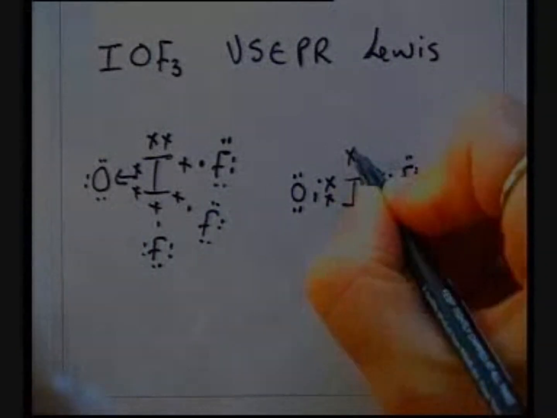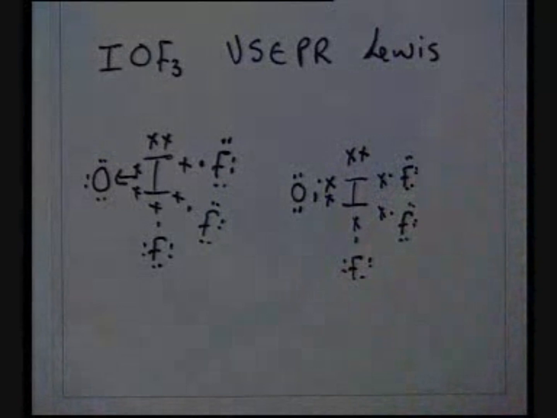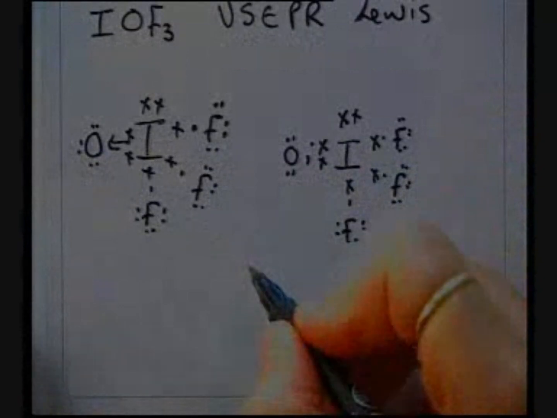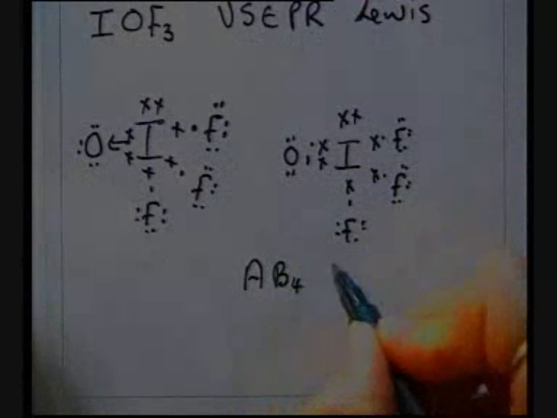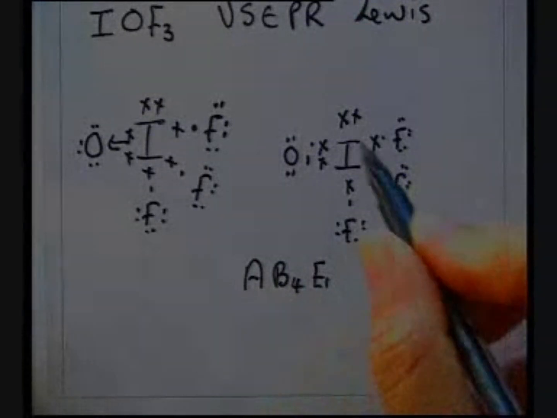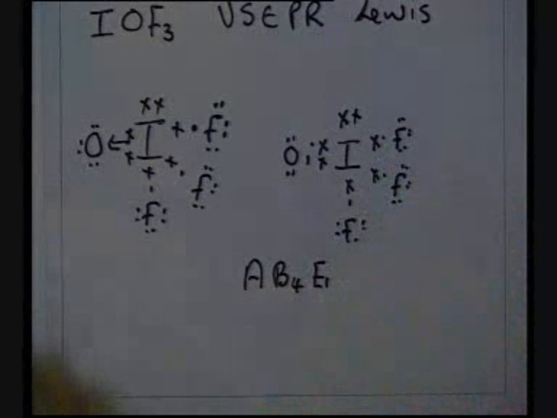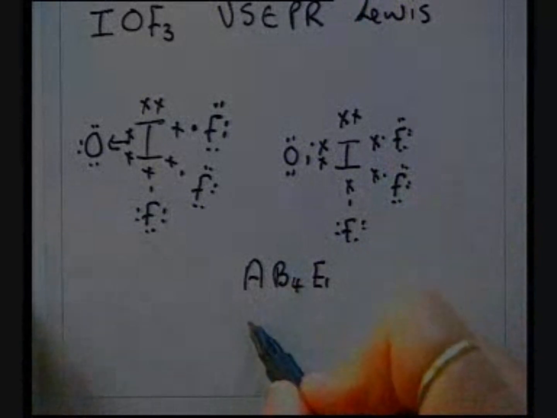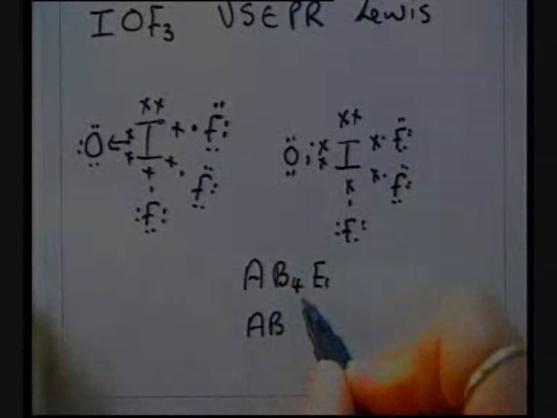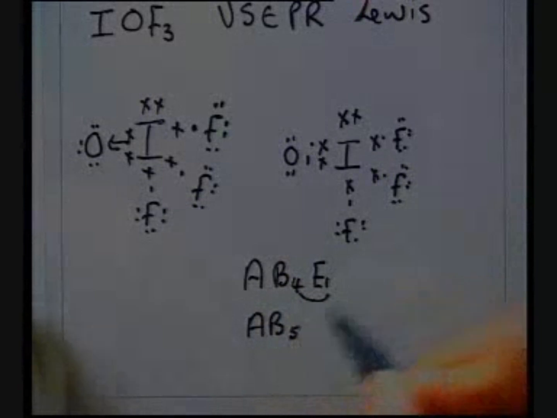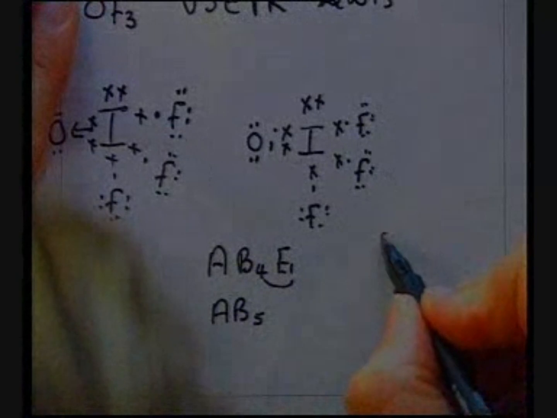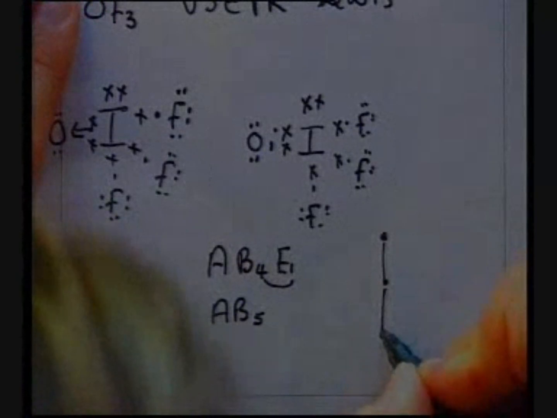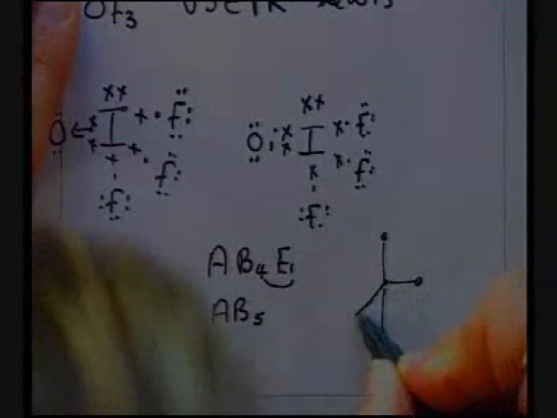And we have got the lone pair on the central atom. Molecular geometry: central atom A, 4 terminal atoms, and, very important, the lone pair on the central atom. Electron pair geometry will be AB, 4 plus 1 will be 5. Electron pair geometry AB5 will predict a trigonal bipyramidal molecular geometry.